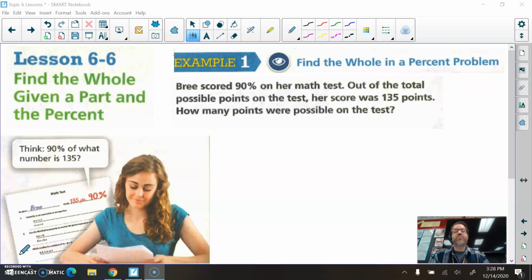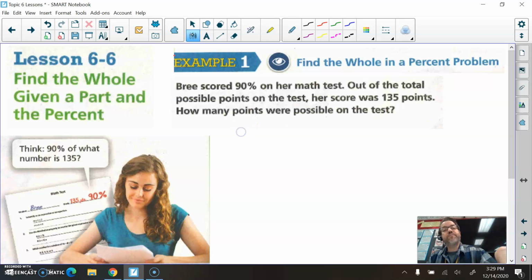So here's an example. Bree scored 90% on her math test. Out of the total possible points on the test, her score was 135 points. So 135 points, that's not how many points were possible on the test. That's how many points she scored. You can see on her math test paper here, she scored 135, which earned her a grade of 90%. Think of it like this: 90% of what number is 135? So how many points were possible on the test? 90% of what number is 135?